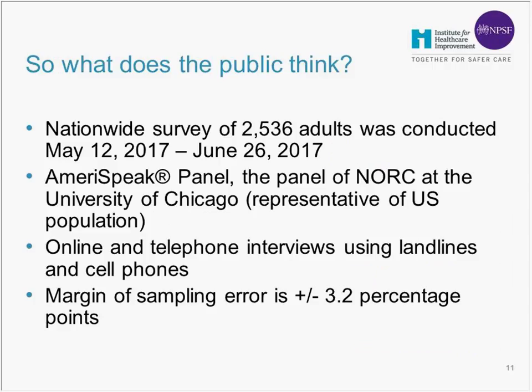From the end of May to June of 2017, as Madge mentioned, NORC at the University of Chicago conducted online and telephone interviews, using landlines and cell phones, of over 2,500 individuals through the AmeriSpeak panel, which is a nationally representative population of the United States. The survey design included national experts, as I've heard a little bit about in Madge's introduction, as well as patient and family representatives, and also experts who have conducted prior national surveys and opinion polls of the public with respect to healthcare and safety. The sampling error for our work was plus or minus 3.2 percentage points.